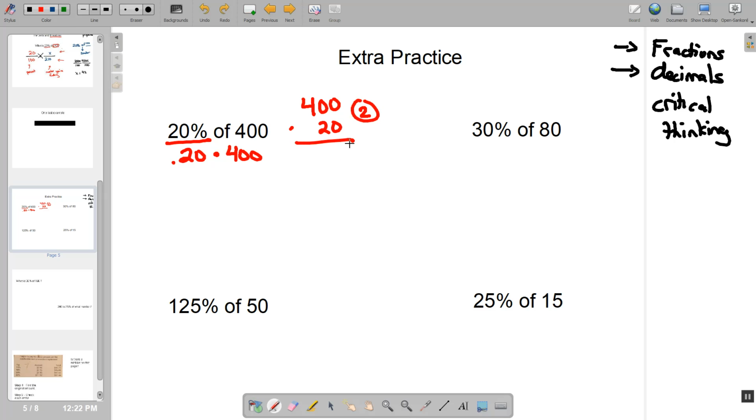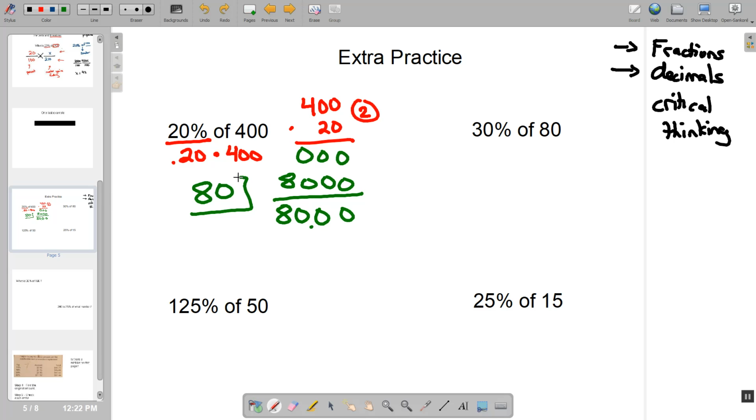And I'm going to do this the longest way just to show you that you don't have to take any shortcuts. 2 digits behind the decimal. So our answer will be 80. So there I used the decimal strategy using the multiplication algorithm.